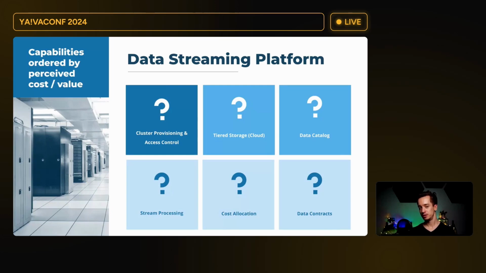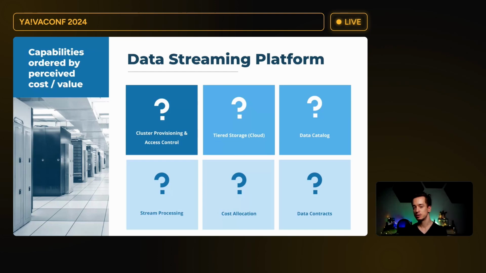And I've divided this into 2 sections. One is the data streaming platform side, and the other one is the domains, because defining these domain boundaries is a repeatable process, but it's great if it's standardized between different domains. So on the data streaming platform side, the data cluster provisioning and access control, preferably as a service, is the baseline.